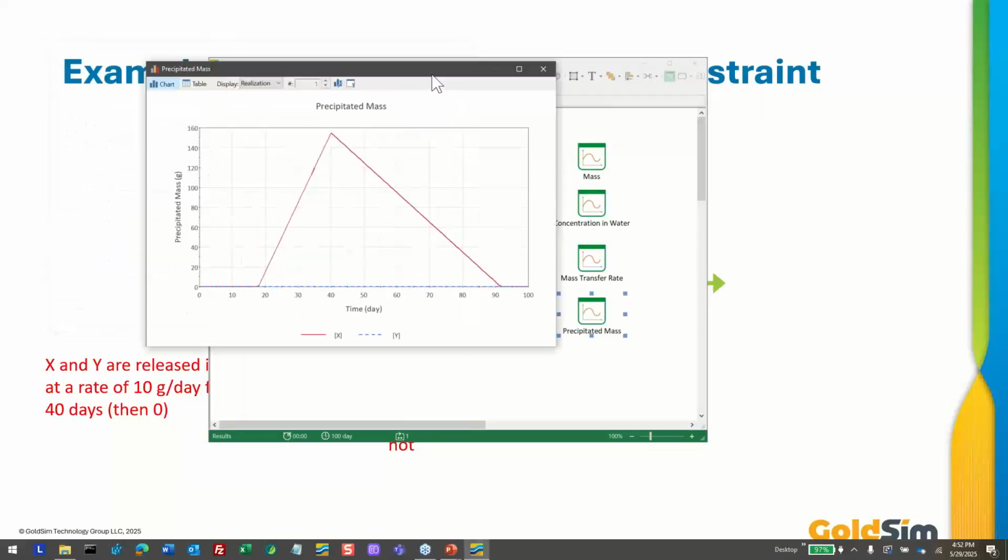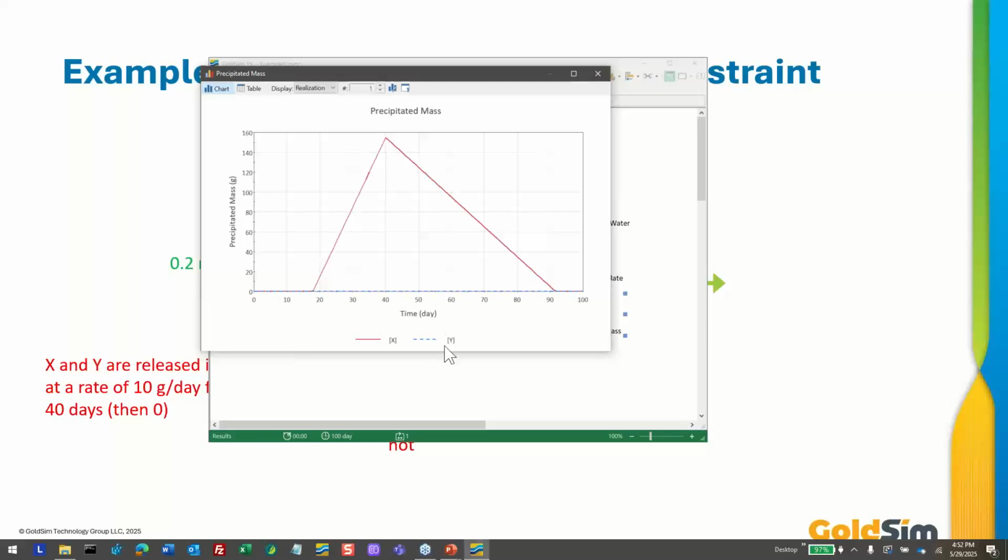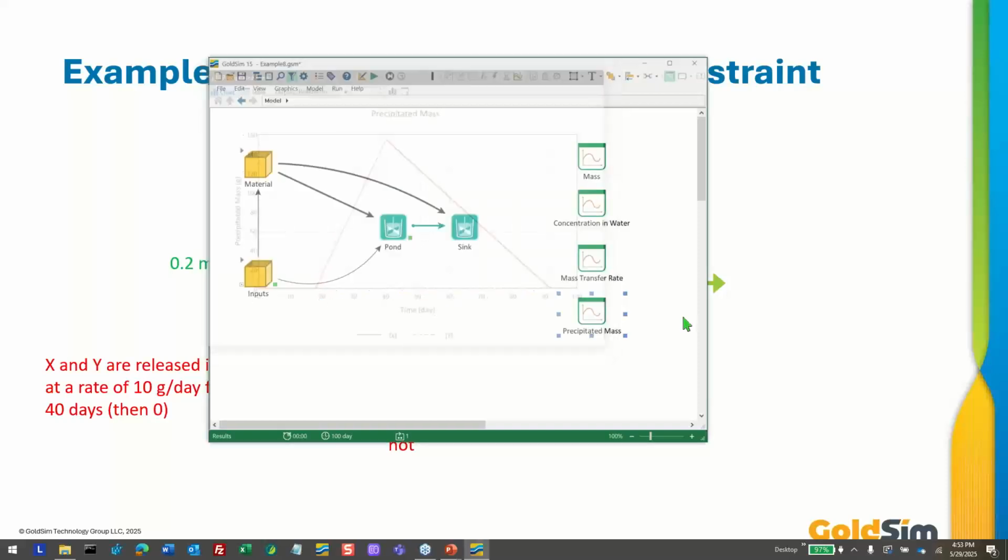And again, it's always 0 for Y, but here we're adding mass and it's precipitating out of solution, and then we stopped adding mass and it slowly started dissolving. And then, by 90 some days, everything is back in solution. We don't have any precipitated mass left. All right, so we're keeping track of how much mass is precipitated out of solution. It's just sitting at the bottom of the cell. It's not moving with the water. That's the key point. It's not moving with the water.